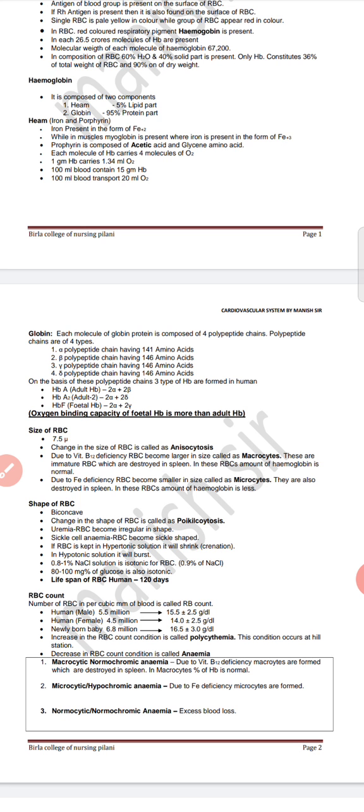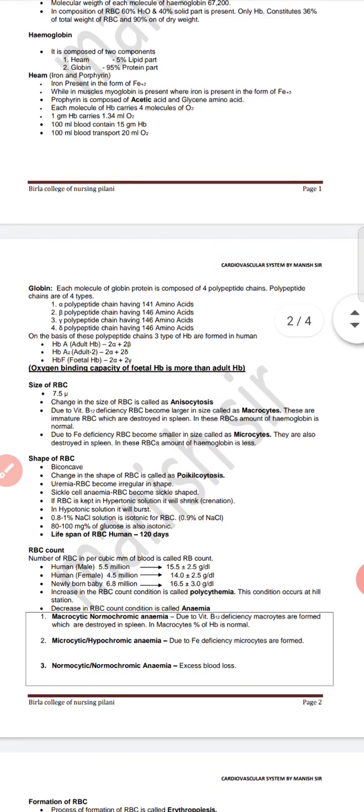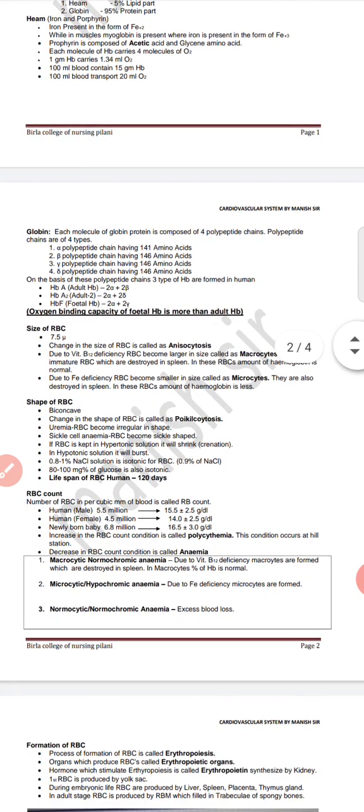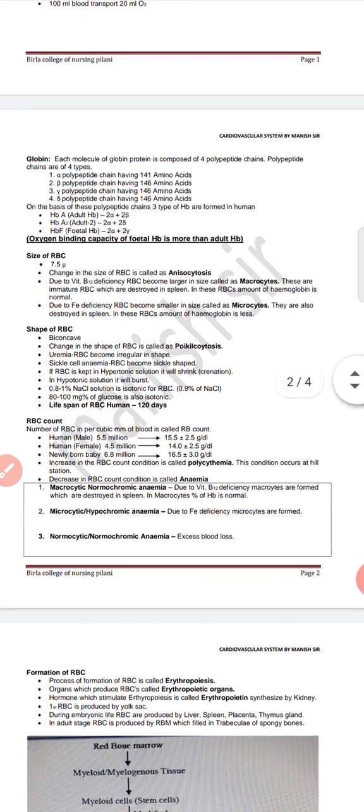In these RBCs, the amount of hemoglobin is normal. Due to iron deficiency, RBCs become smaller in size, that is called microcytes. They are also destroyed in the spleen. In these RBCs, the amount of hemoglobin is less.